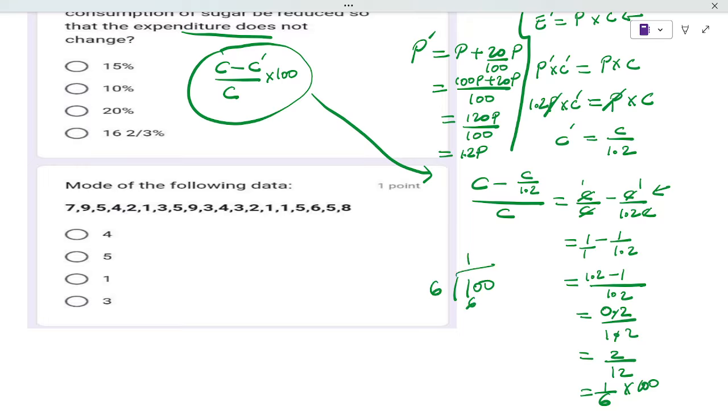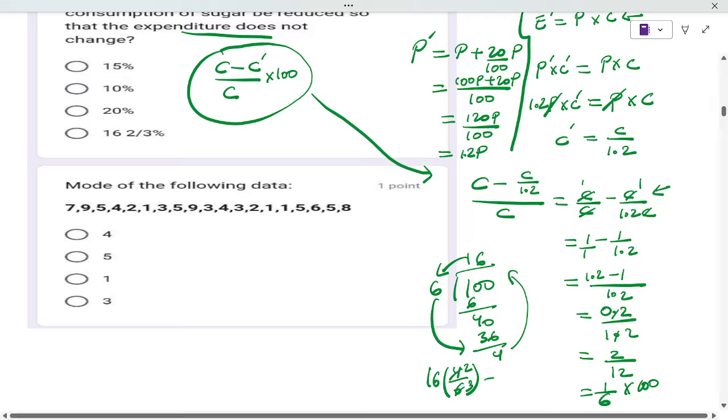6 1 times is 6, then 40 remains. 6 times 6 is 36, then 4 remains. So 16 will come here, 6 will go down, and the 4 goes up. So here 16 and 4 by 6. 6 and 16 cannot be cancelled, but in the numerator and denominator, 4 and 6 can be cancelled. So 2 times and 3 times, which gives 16 2 by 3 percent.